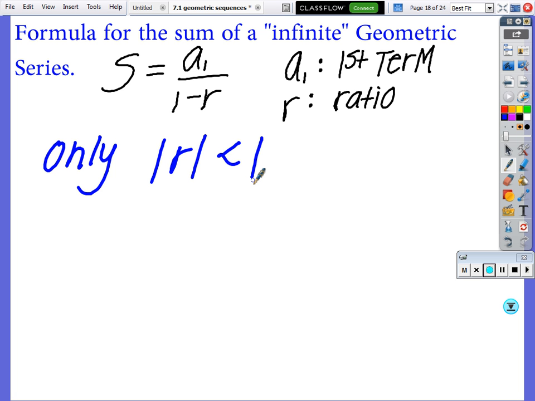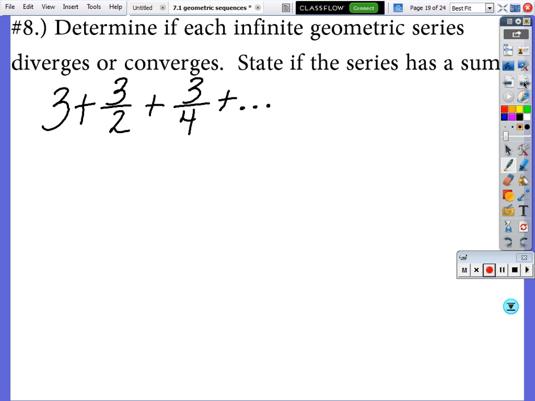So write this formula down here. And then I'm going to do number 8 with you. So S is equal to A1, which just means the first term of our series, divided by 1 minus R, the common ratio. But we can only find the sum of an infinite geometric series if it's approaching 0, so if it's getting smaller and smaller.